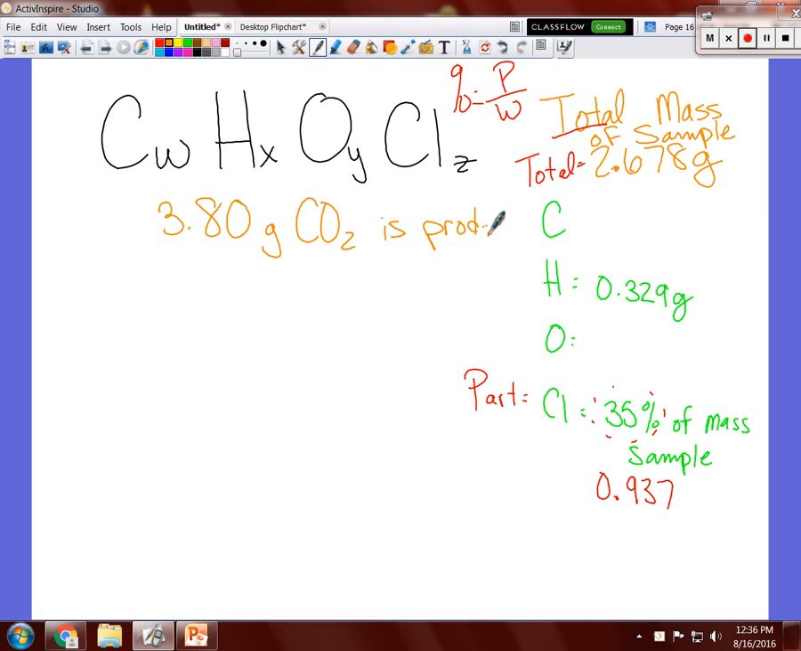So one more time. To find the mass of carbon in the original sample, you have to determine the amount of carbon in what? Carbon dioxide.